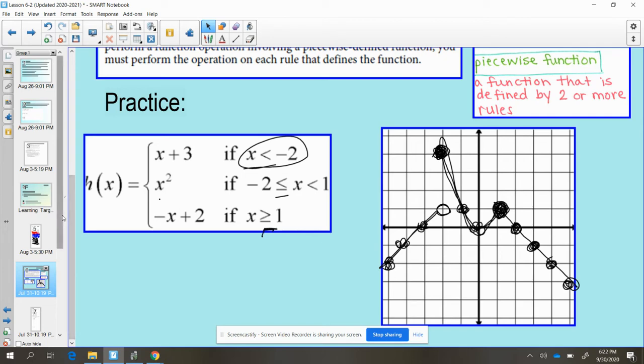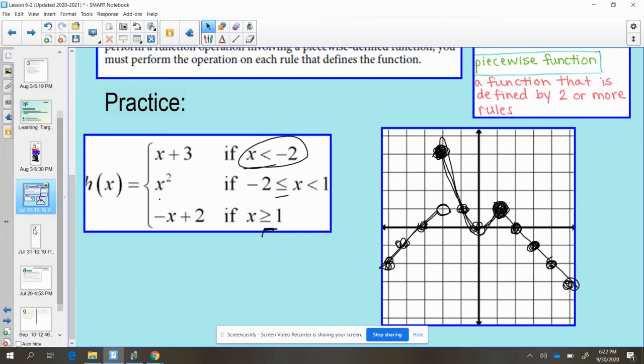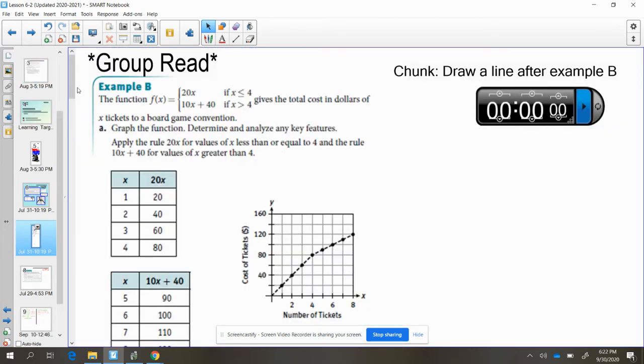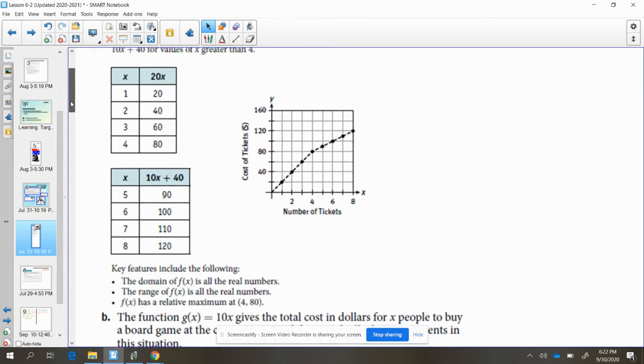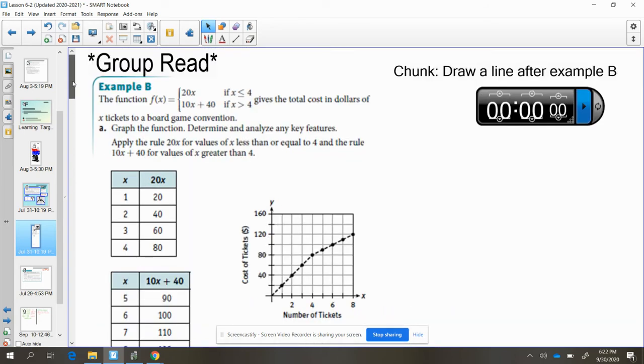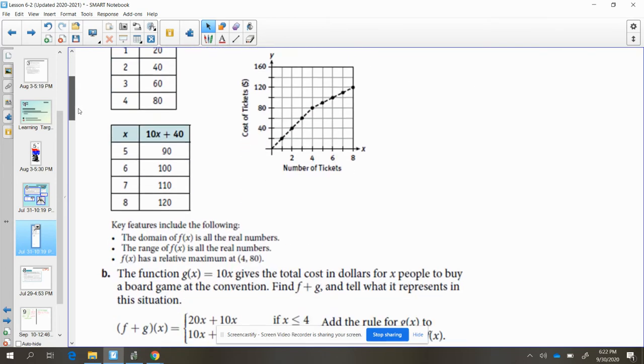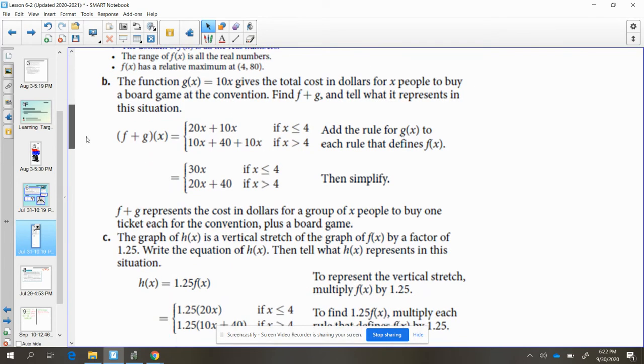Okay? And the reason that's important is because we also want to talk about being able to add, subtract, multiply, divide these piecewise functions. Now we have to be careful with these graphs, because if there is a horizontal shift involved, especially through the addition or subtraction process, it may or may not move our graph.